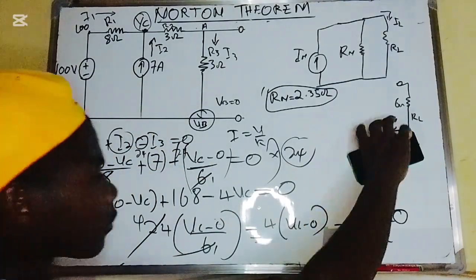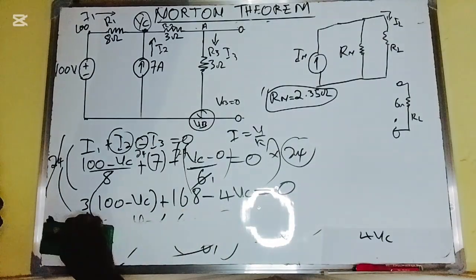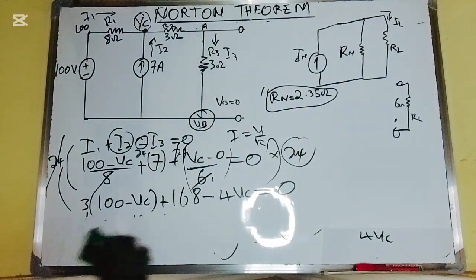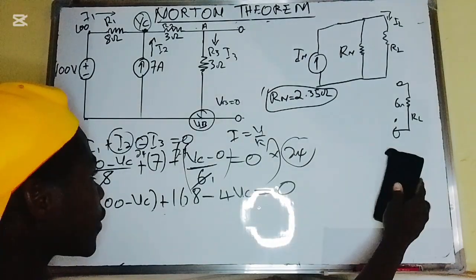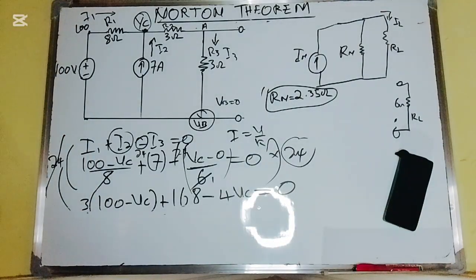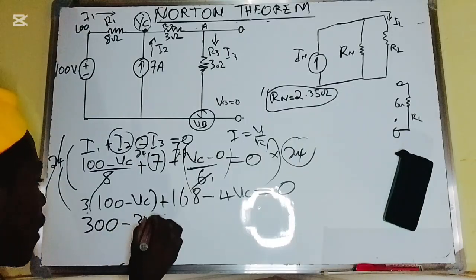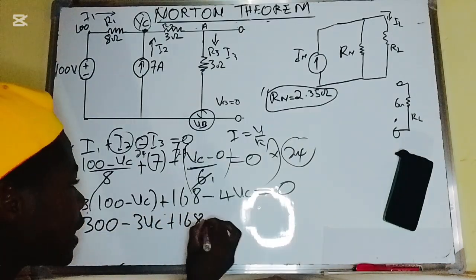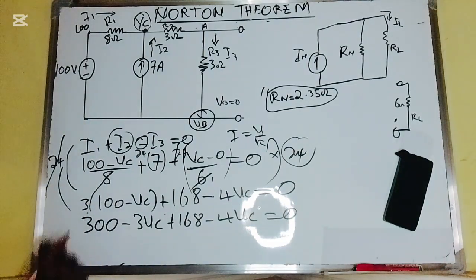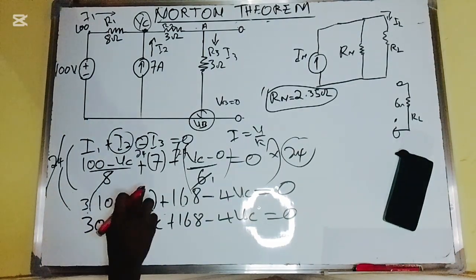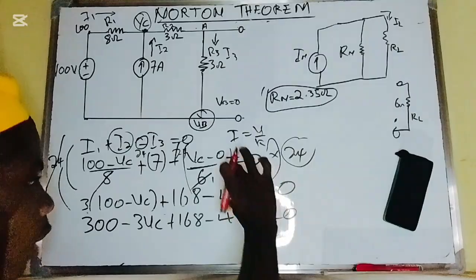So let me proceed. The next thing that I'm going to do is distribute this bracket. This shall now become 300, and therefore minus 3VC, plus 168, minus 4VC, equals 0. This is multiplied by this 300, this multiplied by this negative 3VC.